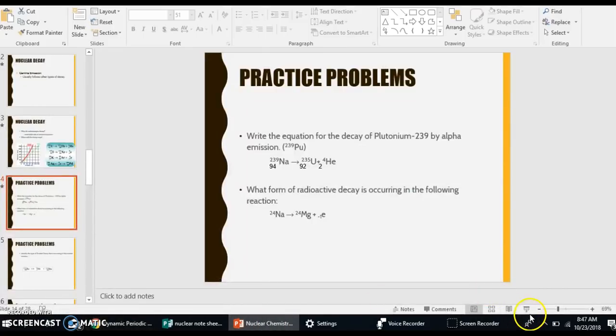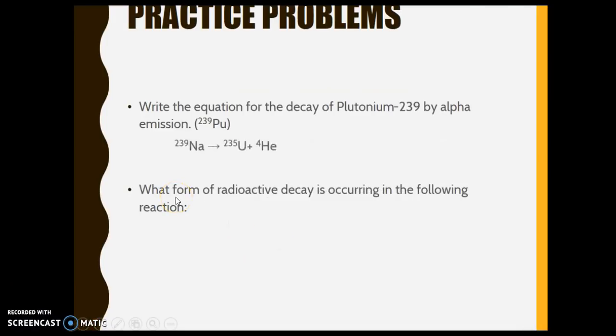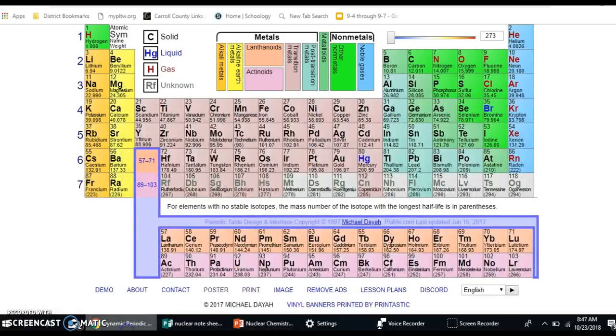Okay. So if we go back here, we have plutonium, again, Pu here, not Na, I apologize. 94. We know it's going to create a helium. So if we take 2 protons away, that gives us 92 as our daughter nuclei. If we look at our periodic table, 92 is uranium.